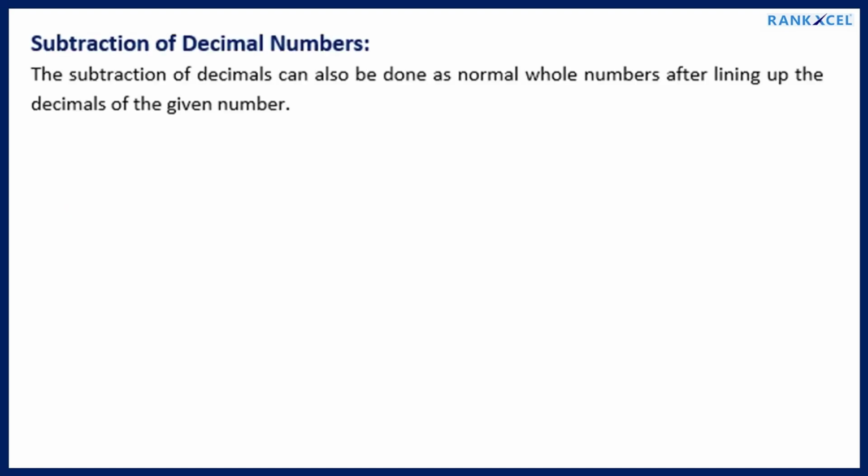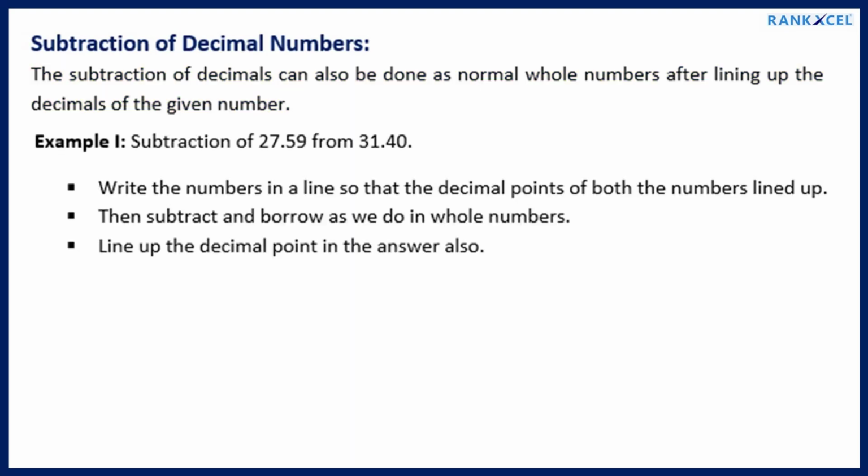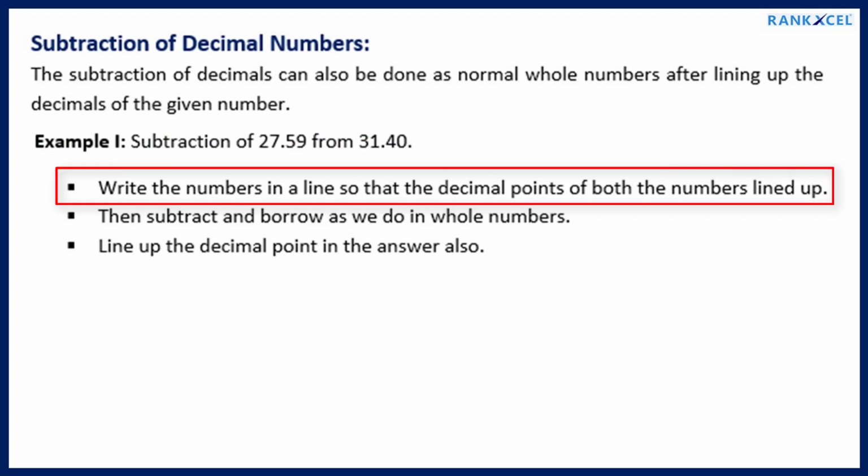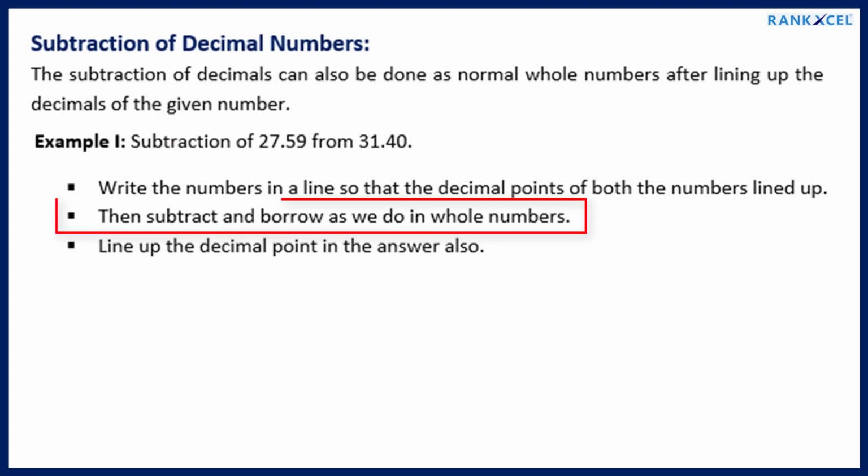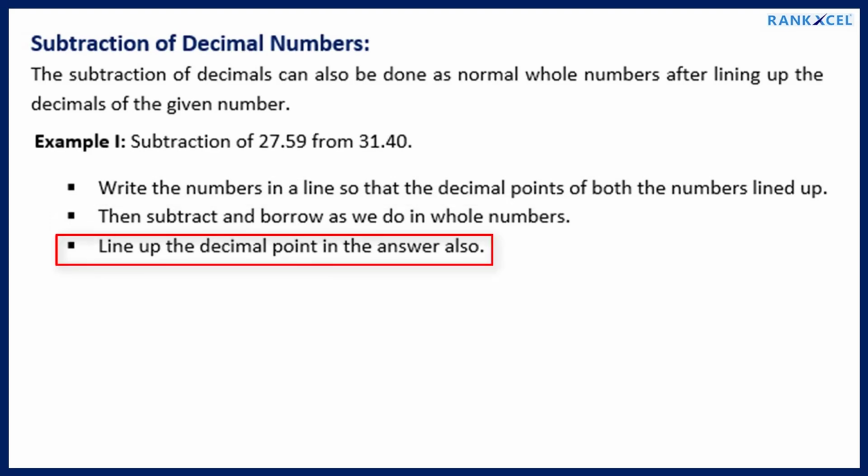Subtraction of decimal numbers. The subtraction of decimals can also be done as with normal whole numbers after lining up the decimals of the given numbers. Example, subtraction of 27.59 from 31.40. Write the numbers in a line so that the decimal points of both numbers are lined up. Then subtract and borrow as we do in whole numbers. Line up the decimal point in the answer also.